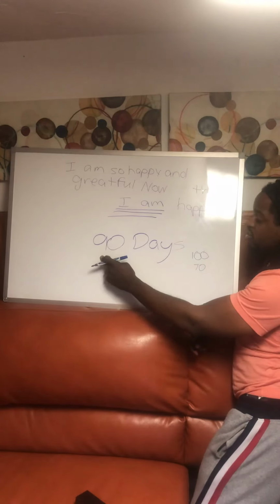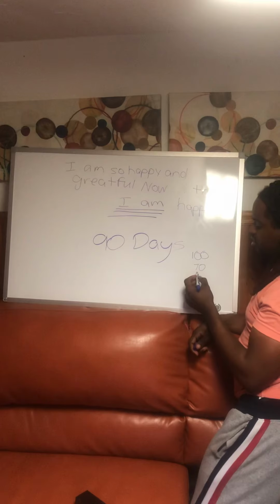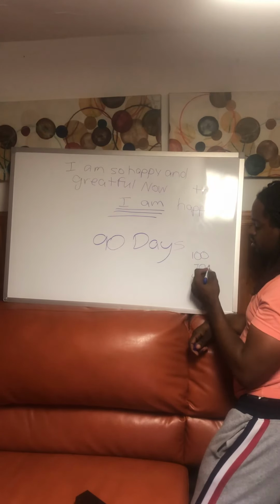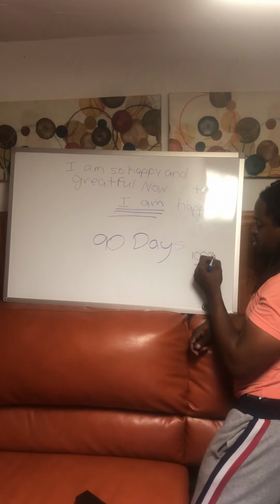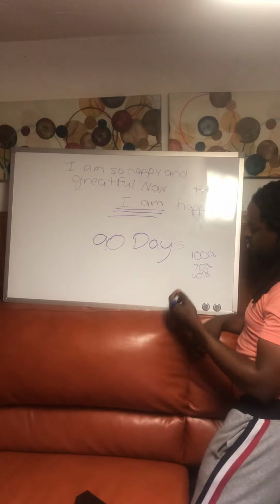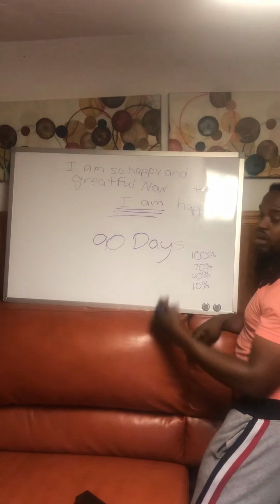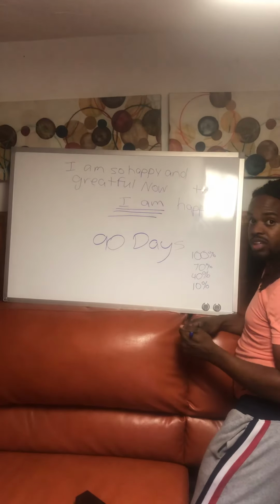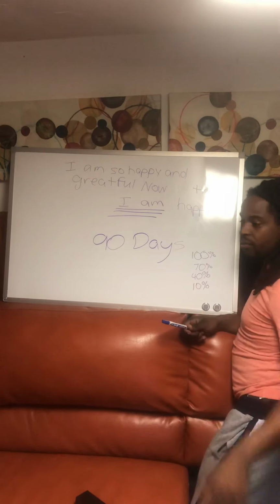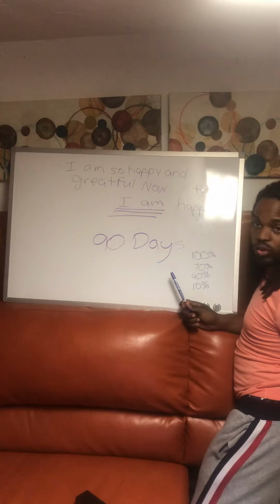Then you want to turn around and do another 90 days. After another 90 days, you might be down to 40%. That's depending on how strong your anger is. After another 90 days, you might be down to 10%. This affirmation is going to start plugging in. Now, see, this is the best way to break paradigms.